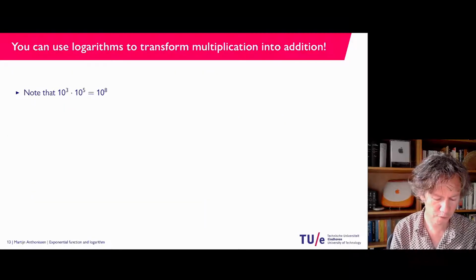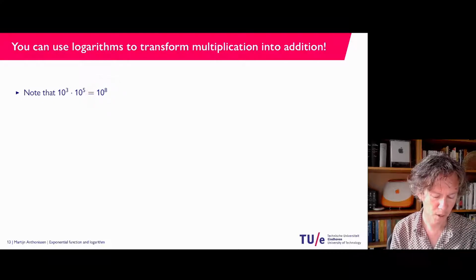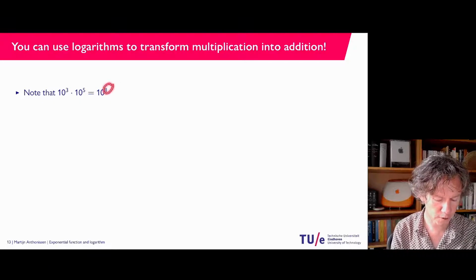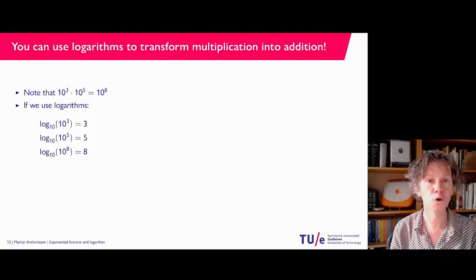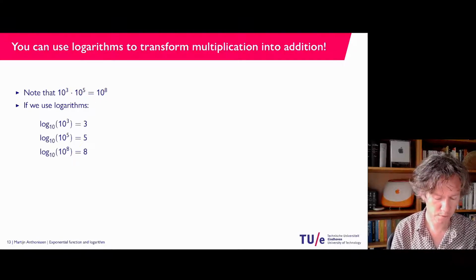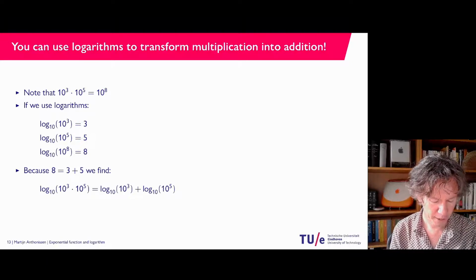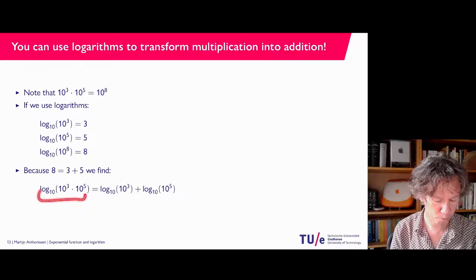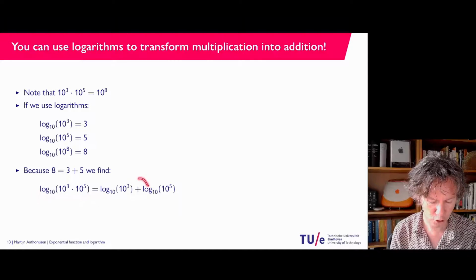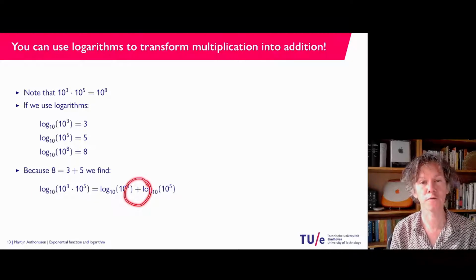So you know that if you take 10 to the power 3, 1,000, and you multiply that with 100,000, then you get 10 to the power 8. So what you see here is that 8 is 3 plus 5. If we use logarithms, then the 10 log here gives 3, 5, and 8. So written differently, the 10 log of 10 to the power 3 times 10 to the power 5 is the sum of the logarithms of the individual factors.